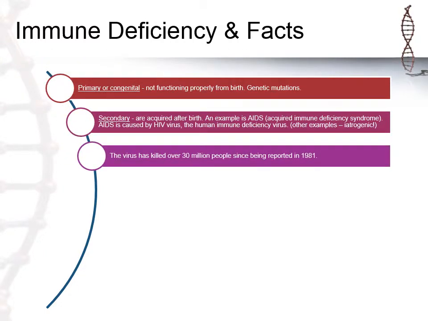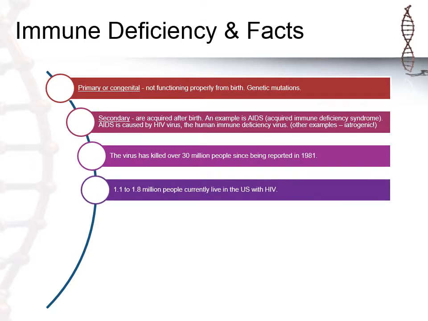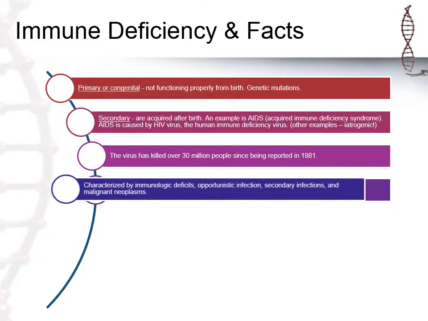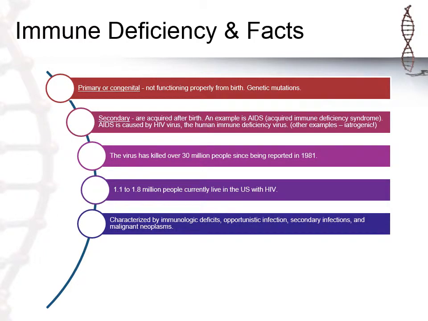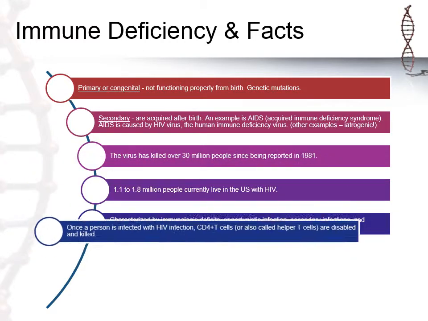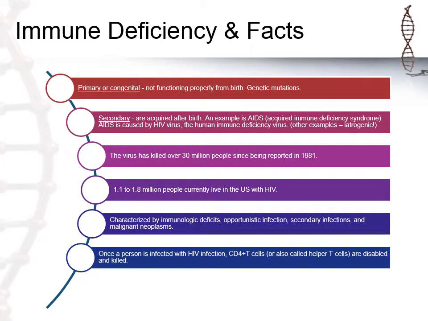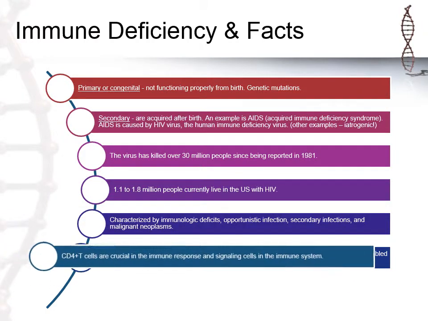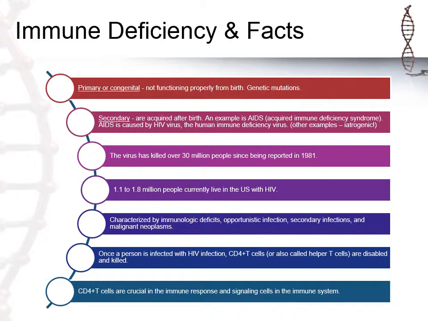The virus has killed over 30 million people since being reported in 1981. 1.1 to 1.8 million people currently live in the United States with HIV. It is generally characterized by immunologic deficits, opportunistic infections, secondary infections, and malignant neoplasms. Once a person is infected with HIV, CD4 plus T cells, also called helper T cells, are disabled and killed. CD4 plus T cells are crucial in the immune response and signaling cells in the immune system.